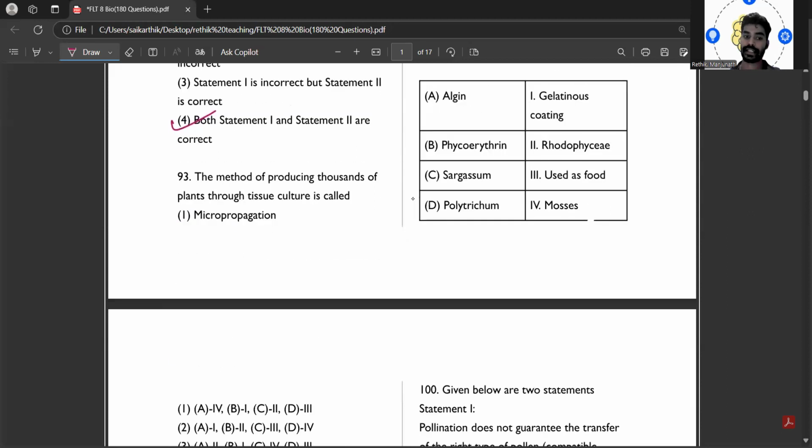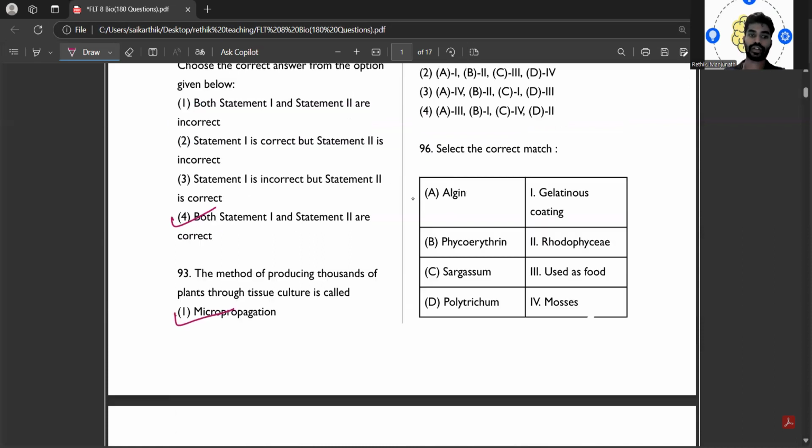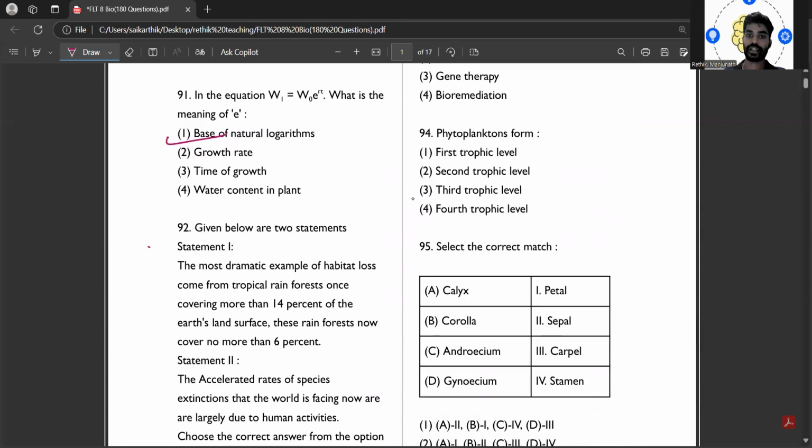So moving to the next, that is the 93rd question. The method of producing thousands of plants through tissue culture is actually called what? Micropropagation. So it is the first one, correct. Moving on to the next question, that is the 94th one.